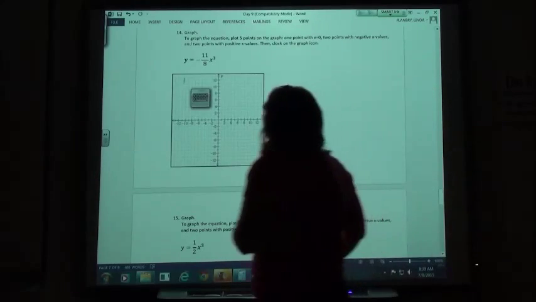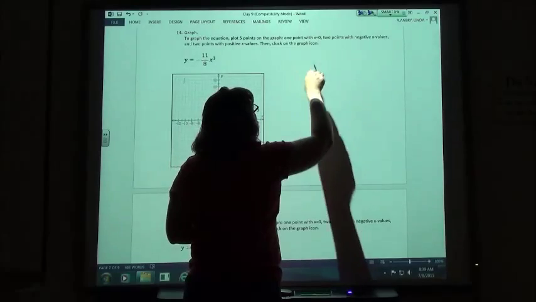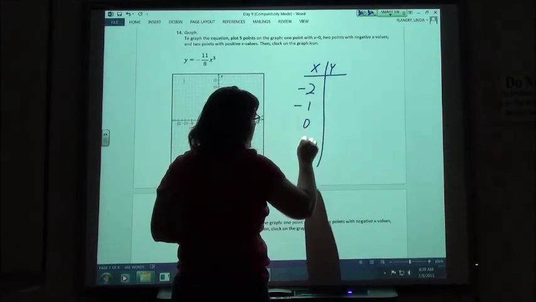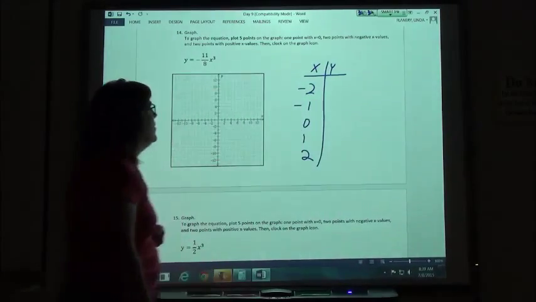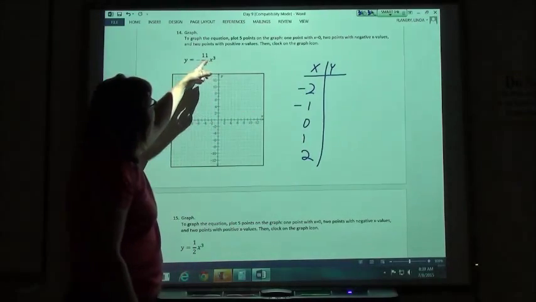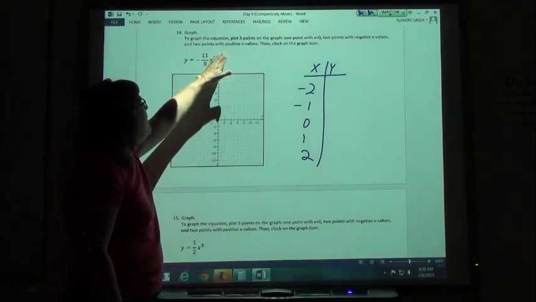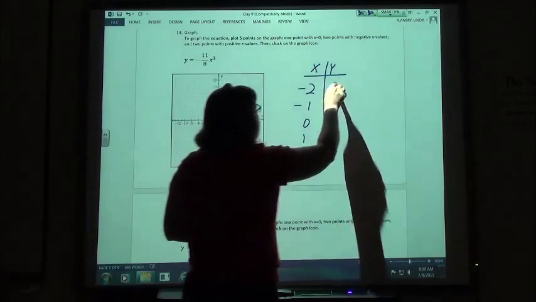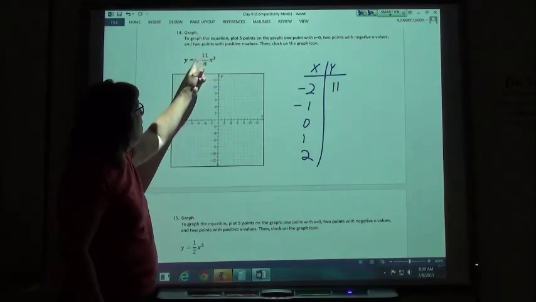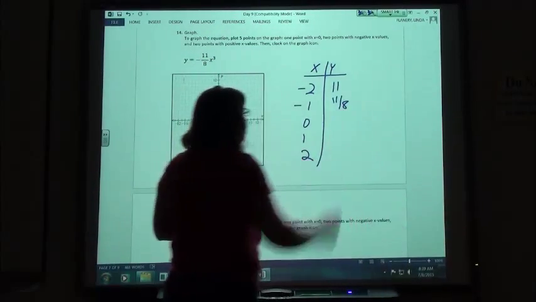Number 14 then, graphing y equals -11/8 x cubed. So again, we're just going to make our table, same values with 0 in the middle, and plugging our values in. I went in the other order this time, but it doesn't really make any difference. -2 cubed is a -8. So a -8 and -8 would cancel out. I'm going to get a positive 11. -1 cubed is -1. Negative times a negative is going to give me a positive 11/8.